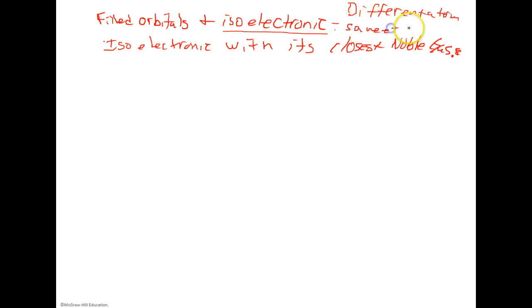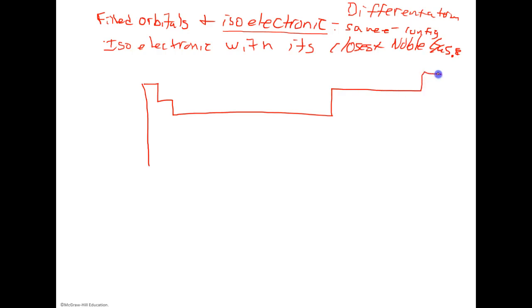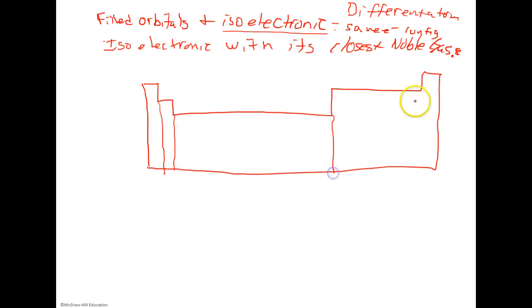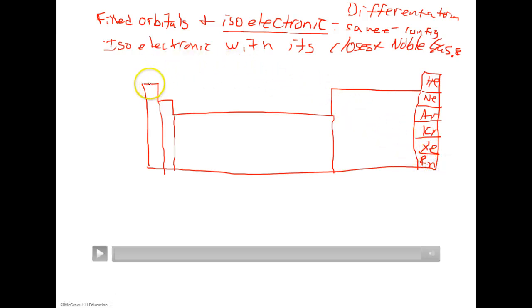Let me draw a periodic table here. That's why they're called noble gases. Everything wants to be noble, like its closest noble gas. So here are the noble gases. We have helium at the top, neon, argon, krypton, xenon, and we don't talk about radon. Put hydrogen, lithium.